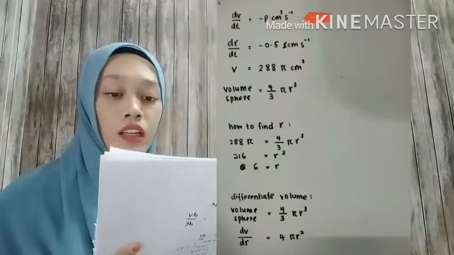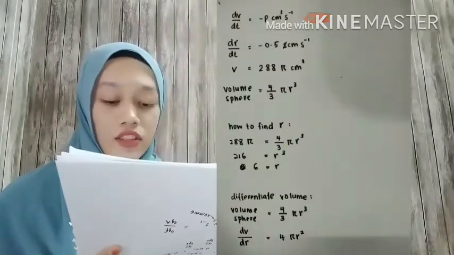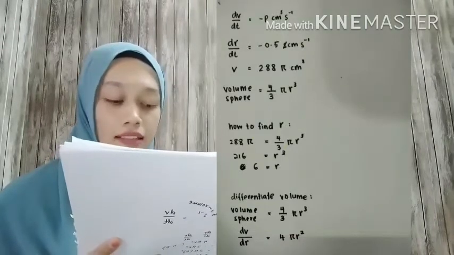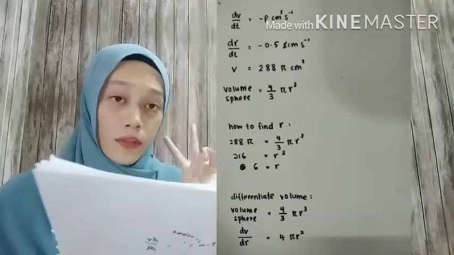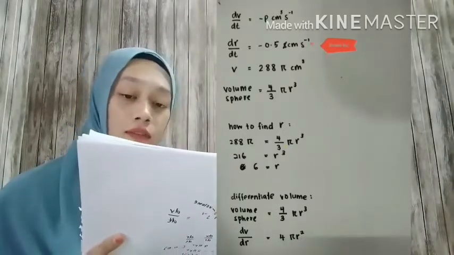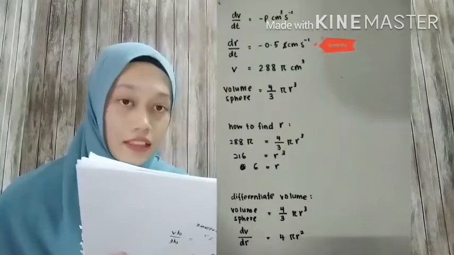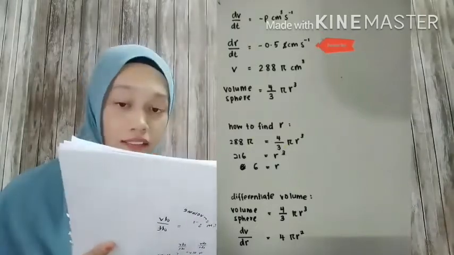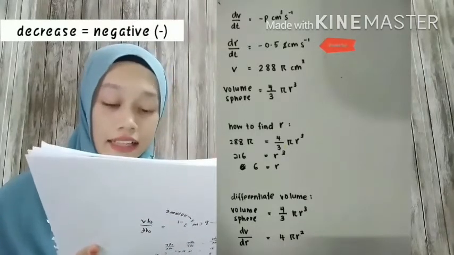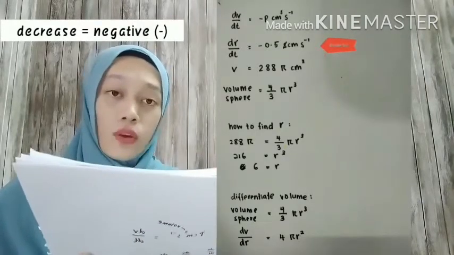Then, the radius of the balloon decreases at a rate of 0.5 cm s⁻¹. So information 2, dr/dt equal to negative 0.5 cm s⁻¹. We put negative in front of 0.5 because of decrease. The question says decrease, so we must put negative.